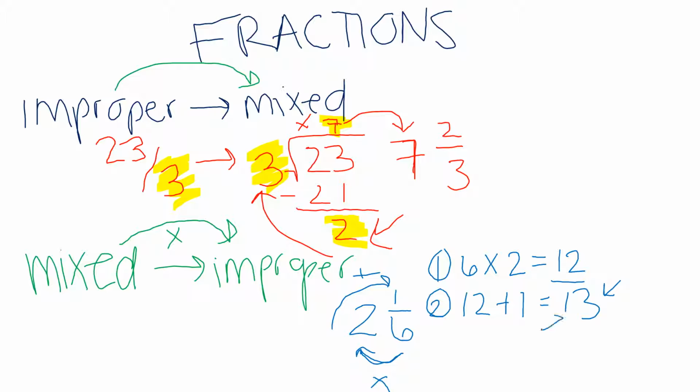So we take this number right here, and we put it over our denominator we already have, which is 6. So now our answer should be 13 over 6. And these are obviously opposites of each other. So if you ever want to double check your answer from going mixed to improper, you can always go backwards and go improper to mixed. And you know the steps for each one.